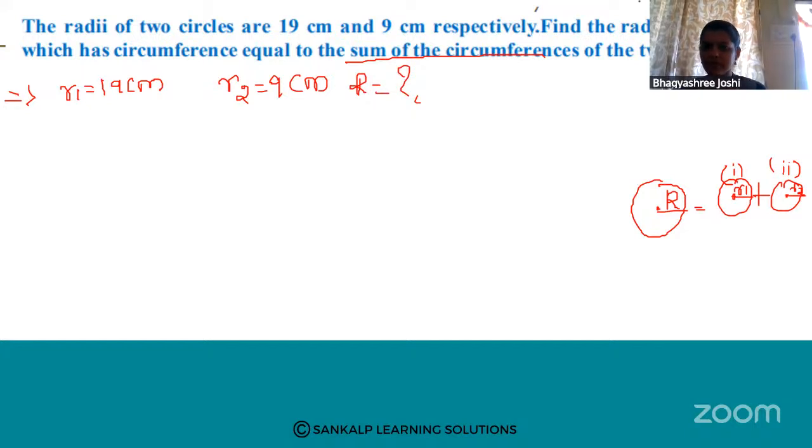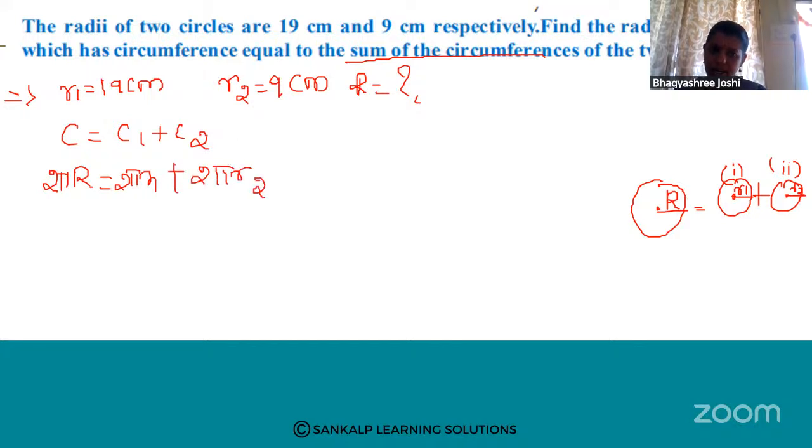Now, circumference C is equal to C1 plus C2. Call this C, meaning the circumference of the big circle, and this is the circumference of the first small circle plus the circumference of the second small circle. Now, what is the formula to calculate circumference of the circle? That is 2 pi r. So r is the radius of this circle, 2 pi R1, R1 is the radius of this circle, and 2 pi R2, R2 is the radius of this circle.